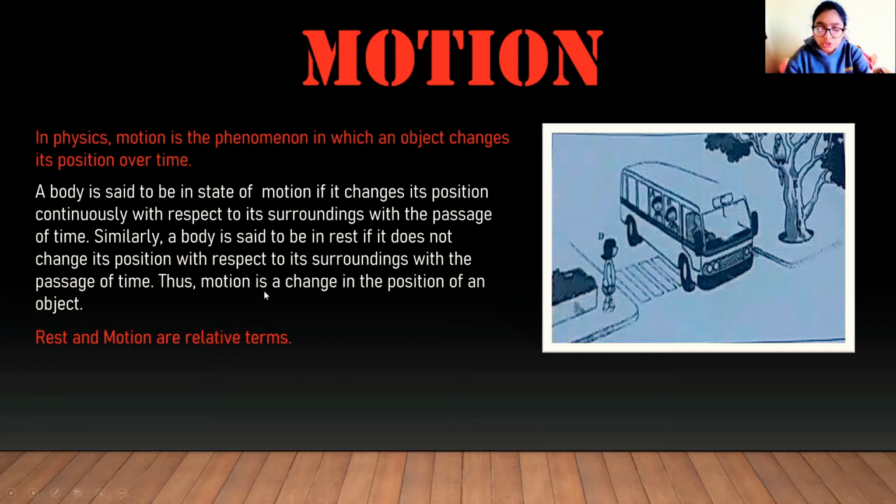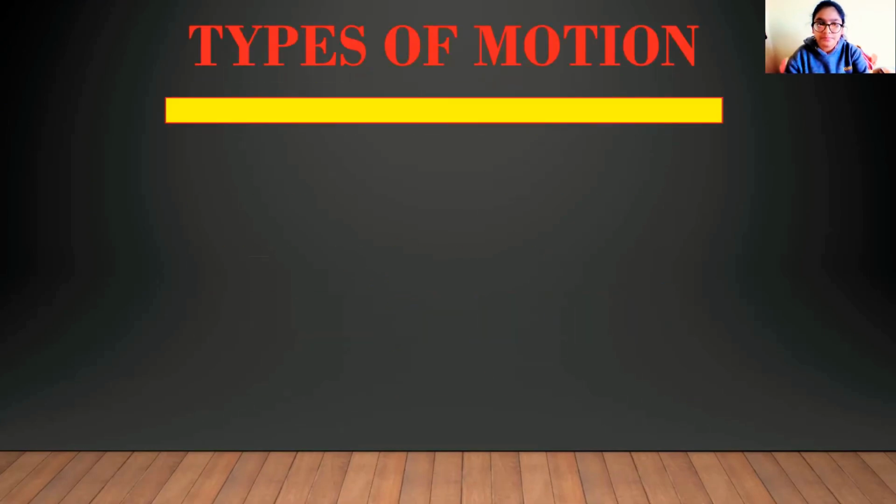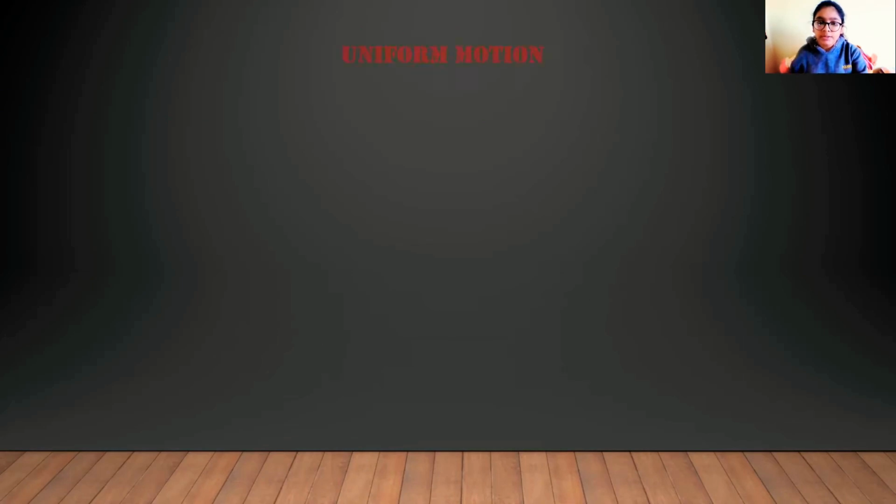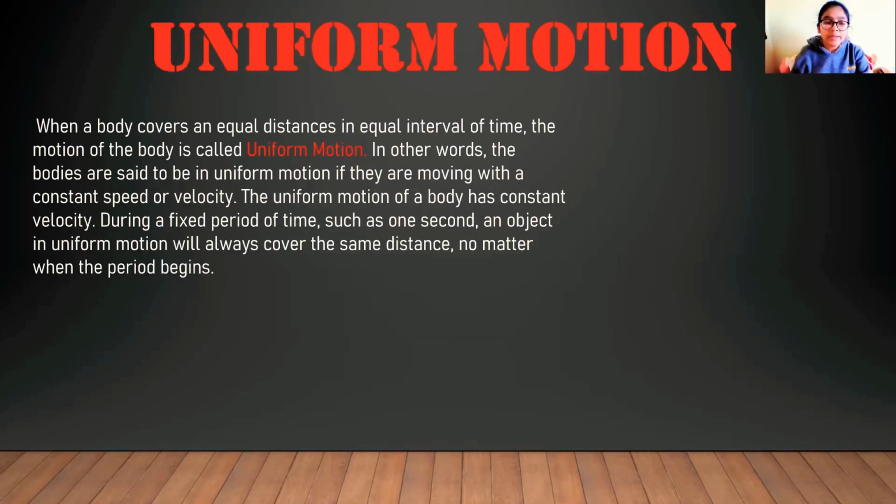This was a short description about motion. Now let's move to its types. Types of motion: it has two types, that is uniform motion and non-uniform motion. So first, let's read about uniform motion. When a body covers equal distances in equal intervals of time, the motion of the body is called uniform motion. Hence, it means a body covers equal distances in equal intervals of time. Now I will show you one picture and you'll be very clear about it.